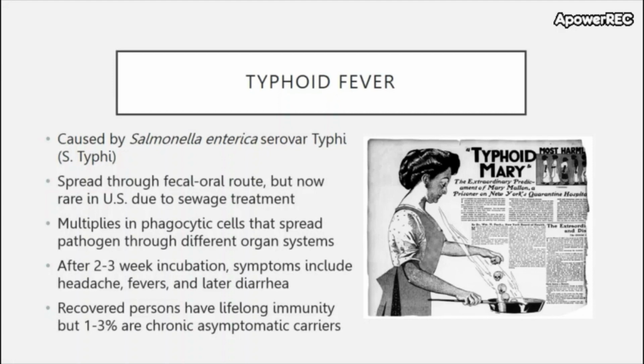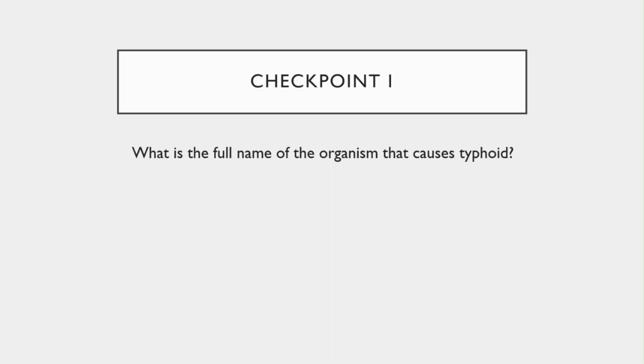This was a very big issue in the U.S. court systems in order to be able to decide that legally the government had the right to quarantine someone because of the risk that he or she has of spreading a disease. Checkpoint 1. What is the full name of the organism that causes typhoid?